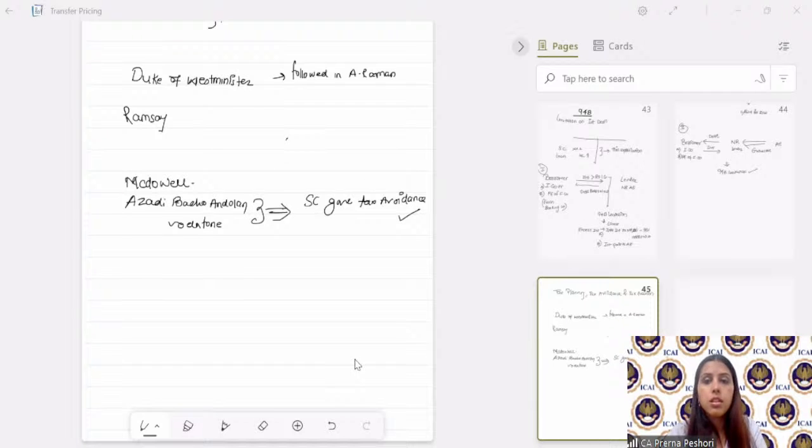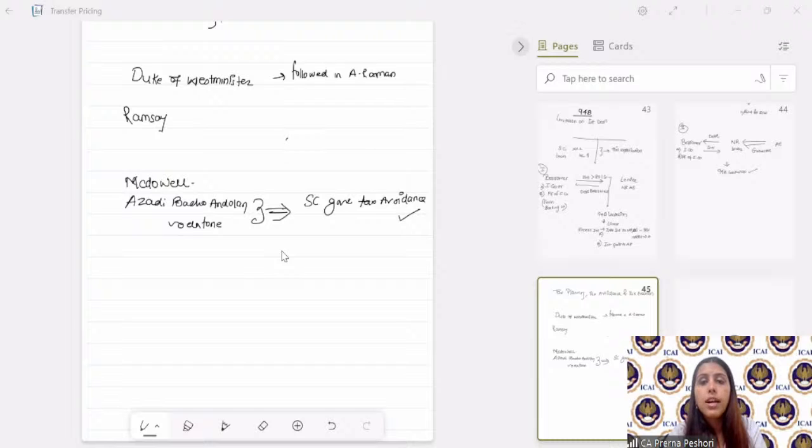Namita, the chapter number here in your module, I think, is chapter 14. It's chapter 14 what we are discussing, which is tax avoidance, tax evasion, and tax planning. Clear? Okay.